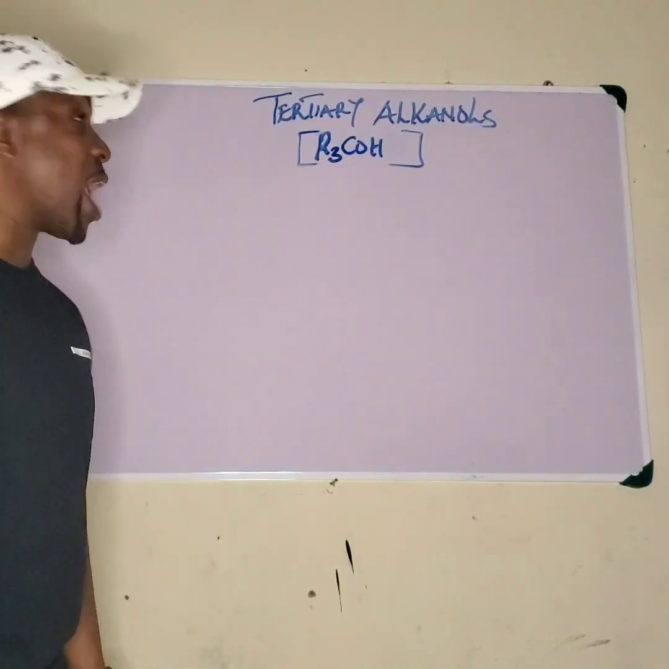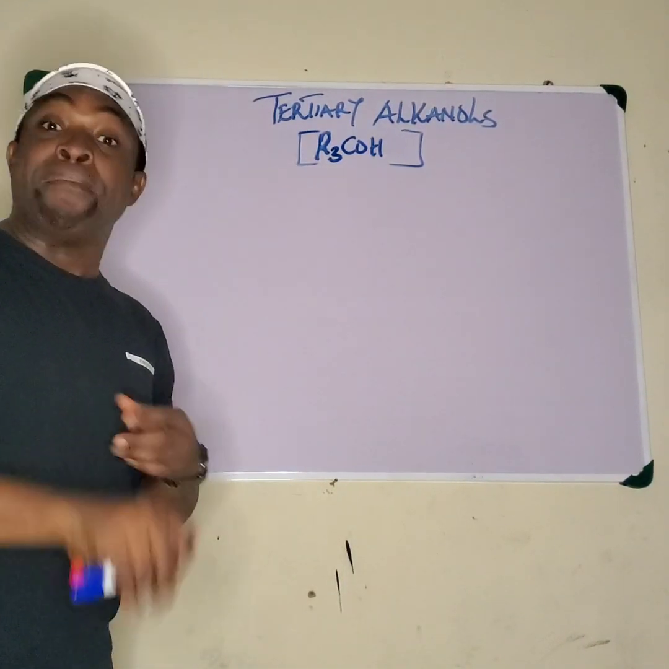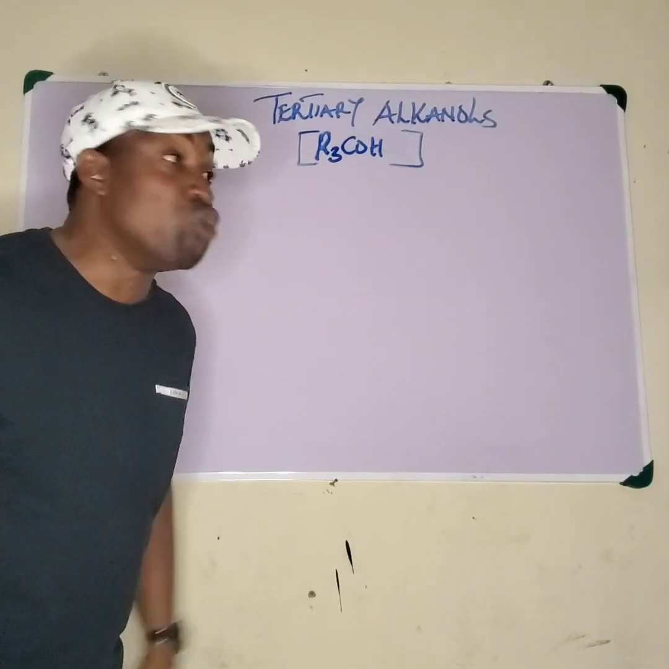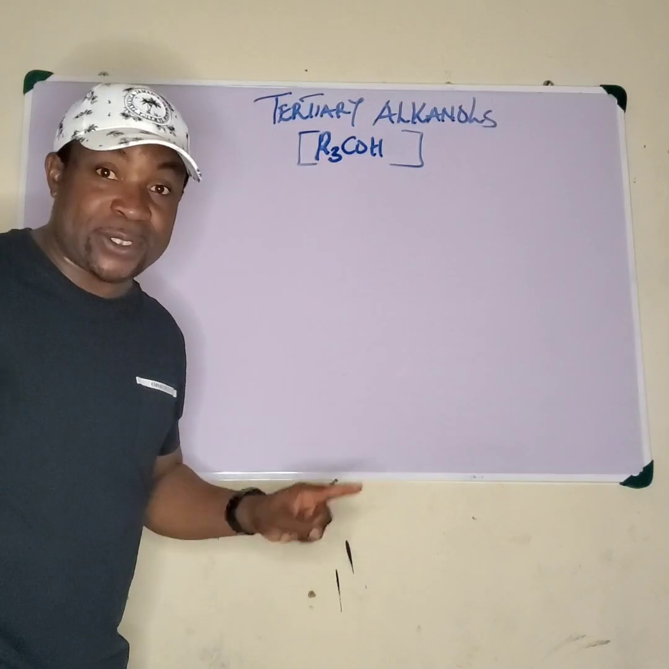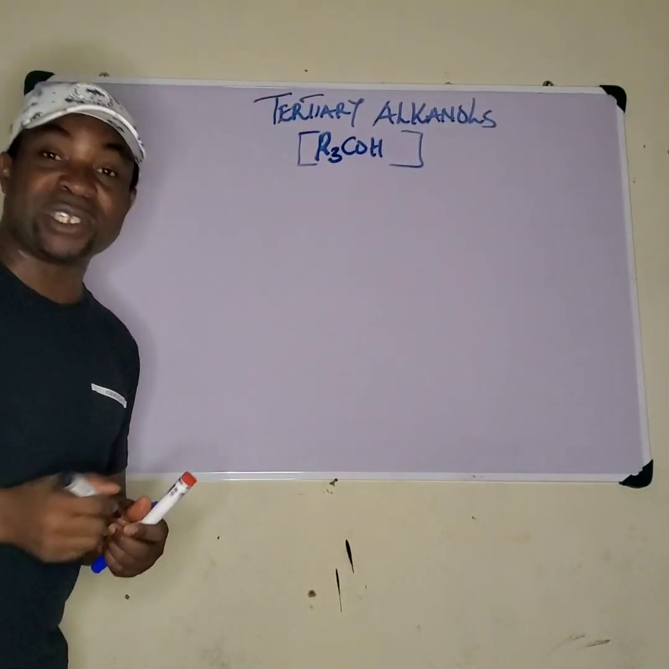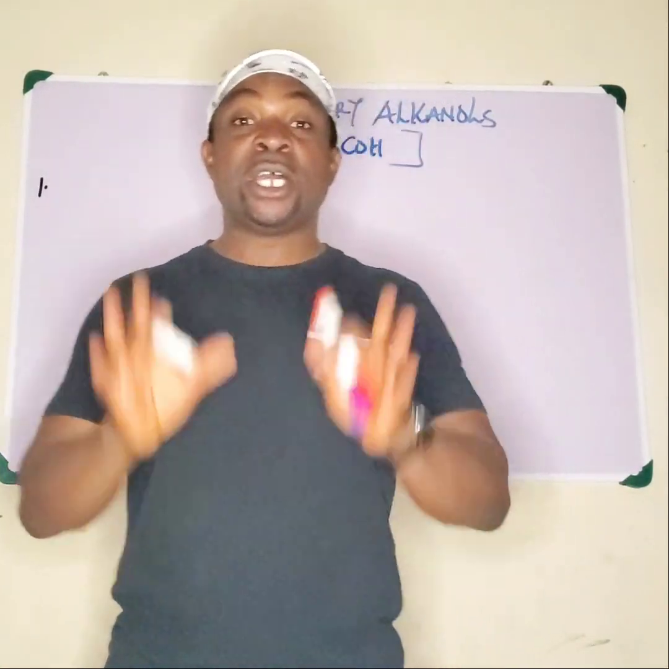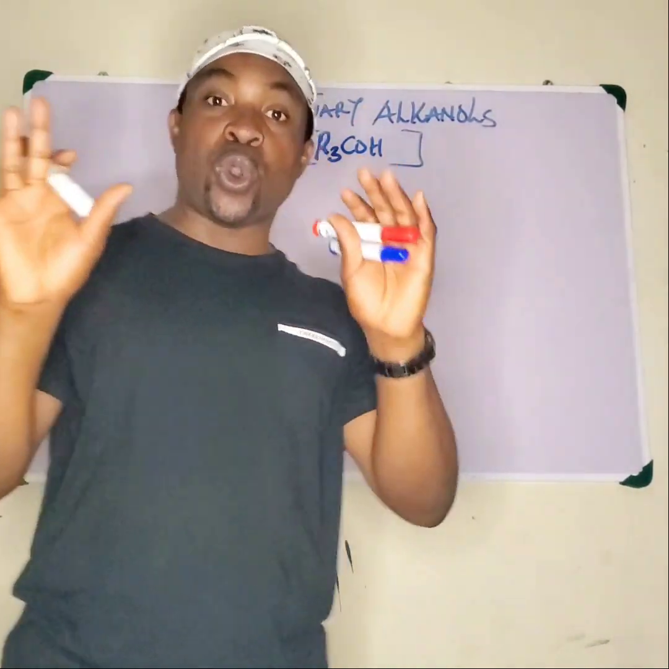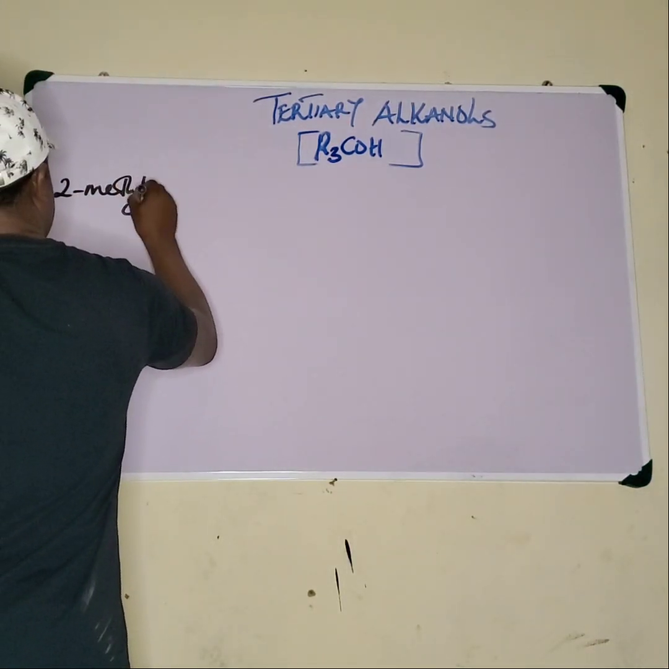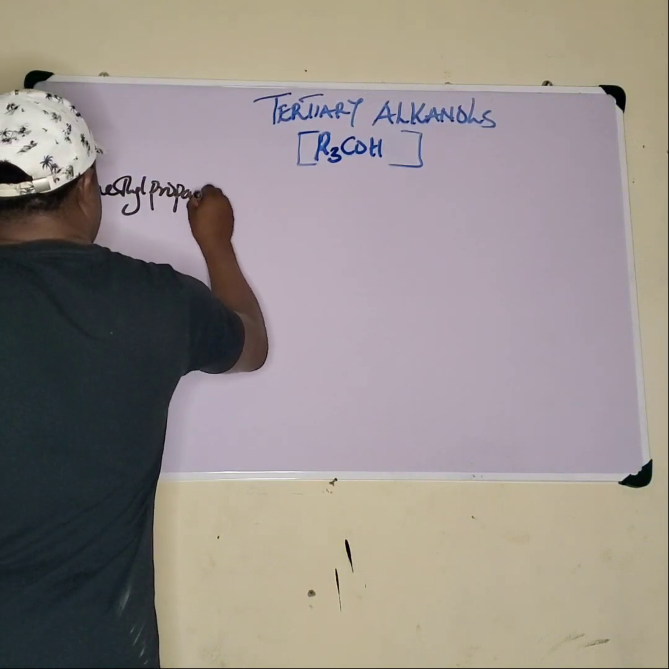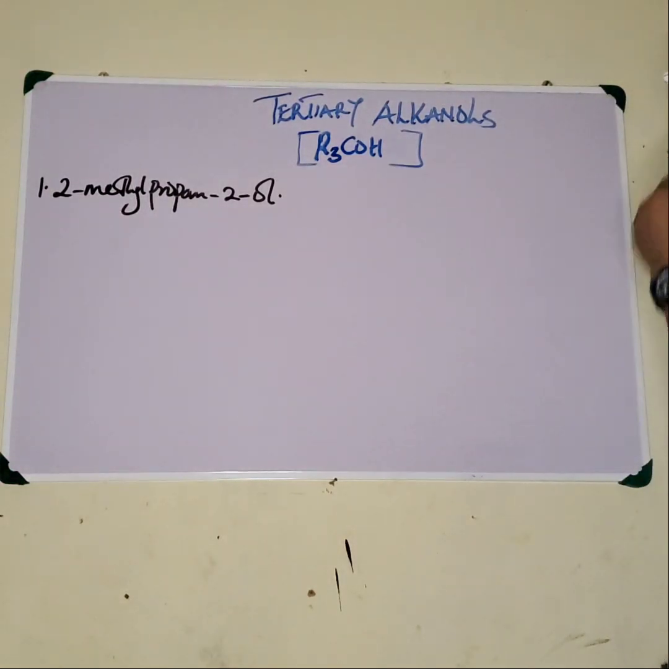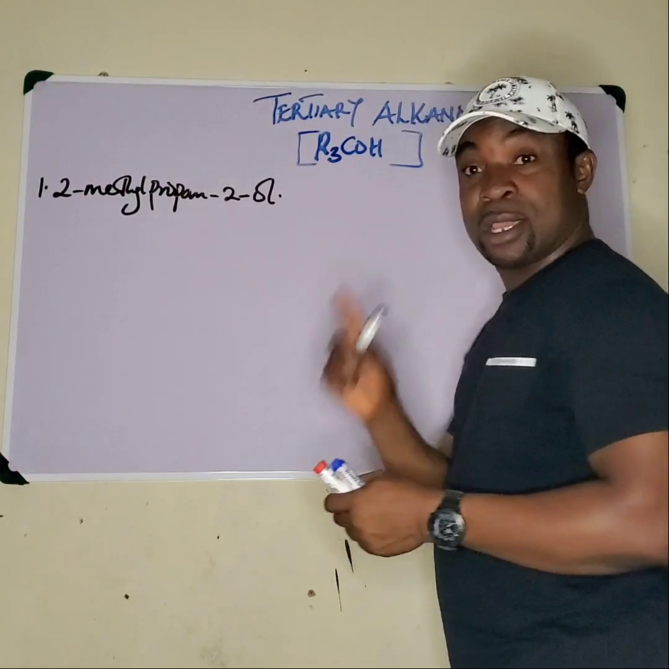So I have a few examples. We have a lot of examples of tertiary alkanols, but the most important thing is for you to know the general formula. If you know the general formula, you will be able to handle it at any cost. Okay, so let's see the first example of tertiary alkanol. The first example I have today is 2-methylpropan-2-ol. So let's see why 2-methylpropan-2-ol is a tertiary alkanol.